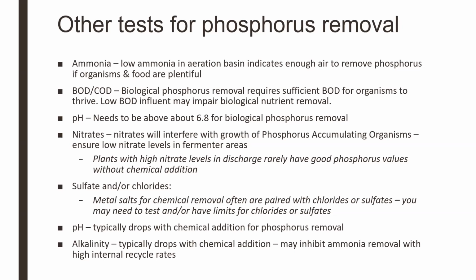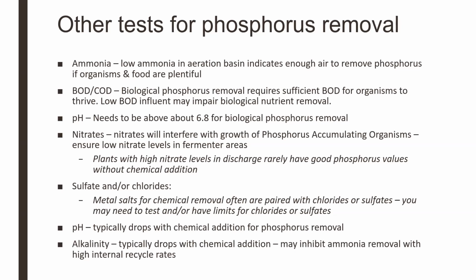Nitrates, we have another training on this. Nitrates will interfere with the growth of phosphorus accumulating organisms. You really need to ensure that there are low nitrate levels in your fermenter areas. In my experience, plants with high nitrate levels in their discharge rarely have very good phosphorus values unless they're adding chemicals. So if you have a nitrate issue in your plant, it's likely to cause interference with biological phosphorus removal efforts. So oftentimes your first step is to reduce nitrates, and then you go after phosphorus biologically.